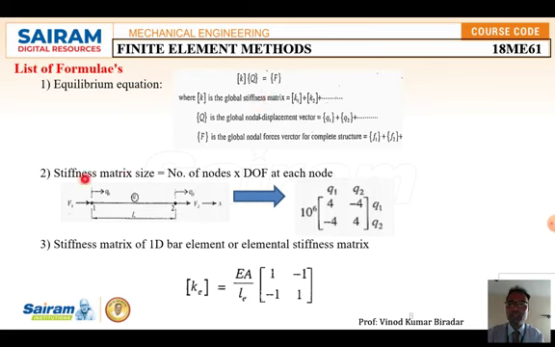Okay, the second one is the stiffness matrix size. What is the stiffness matrix size for a 1D bar element? It is equal to the number of nodes times the degrees of freedom of each node. Look at this diagram here, how many nodes are there? 2 nodes are there, so it is a 2 into 2 matrix, like that the stiffness matrix will be there. Okay, coming to the third formula, the stiffness matrix for the 1D bar element, I already told you this, and we already derived this equation, that is Ke is equal to AE by L times [1 -1; -1 1].